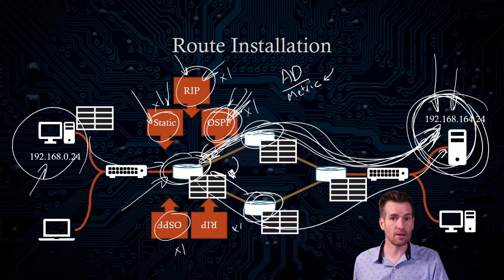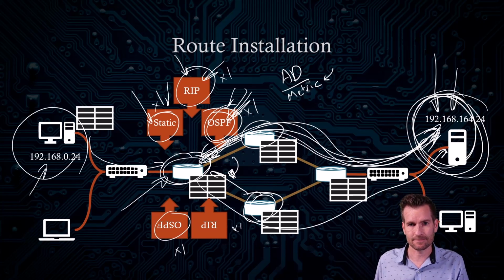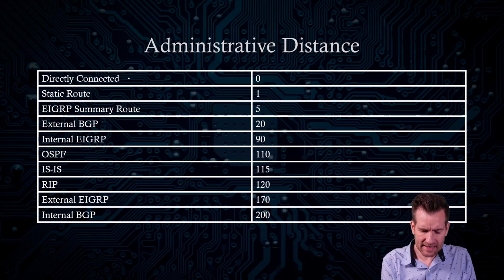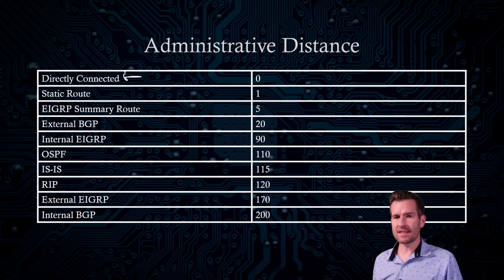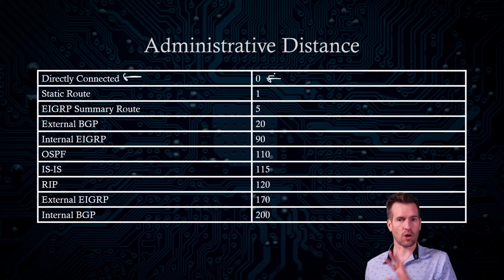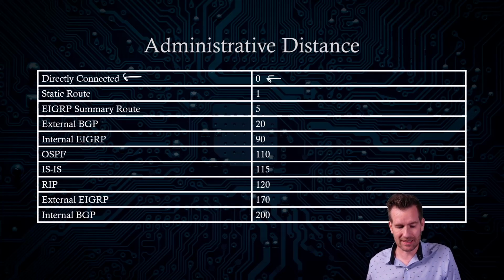So let's take a little bit further look into that. If it's a directly connected network, it's going to have an administrative distance of 0. It doesn't need to go through any other routers or any other devices because it's directly attached. And that's going to be the fastest way to get into that network since it's directly attached.